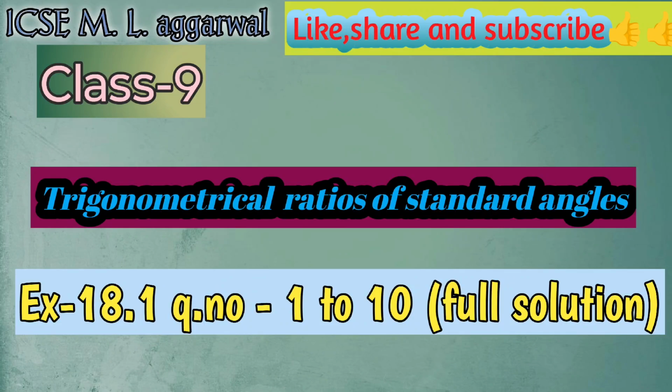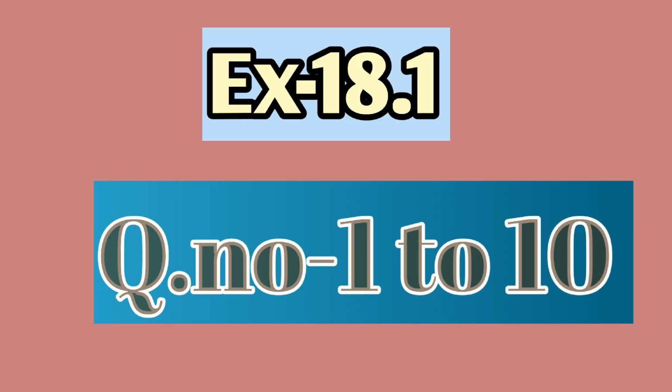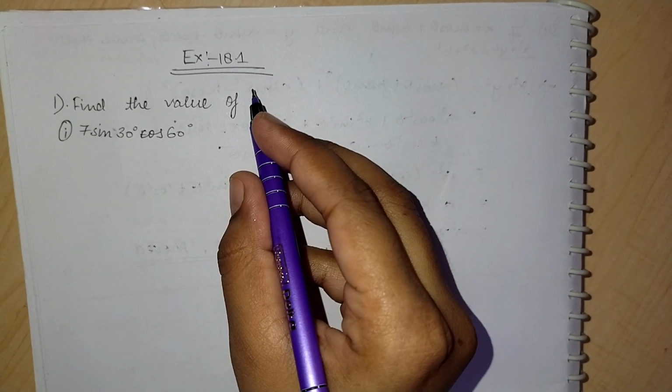Today we are going to discuss chapter 18 Trigonometrical Ratios of Standard Angles, exercise 18.1, questions number 1 to 10 of this exercise. So let us start solving this exercise here in this video. Now let us solve exercise 18.1.